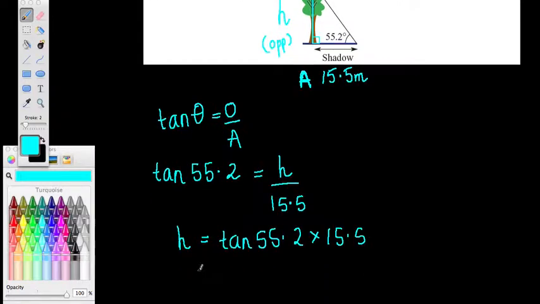There. And what do we get? 22.3. Now, what unit? Have a look. Meters.